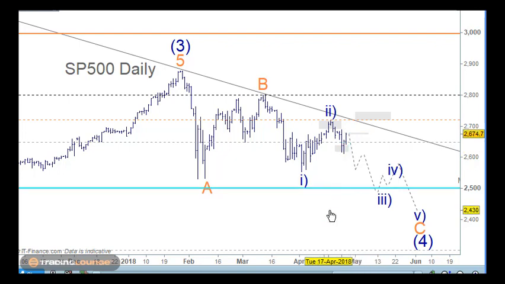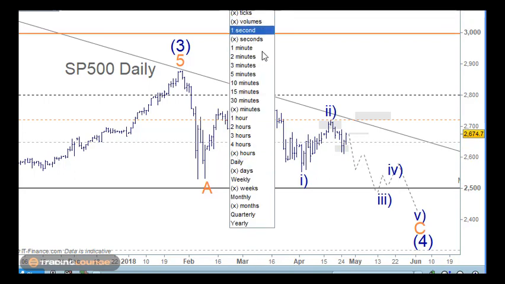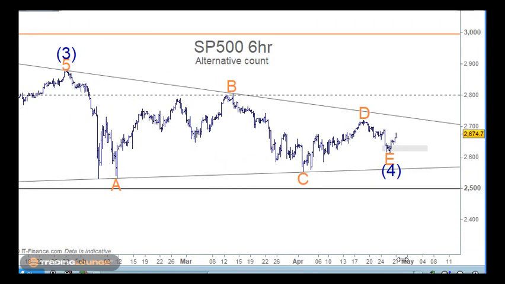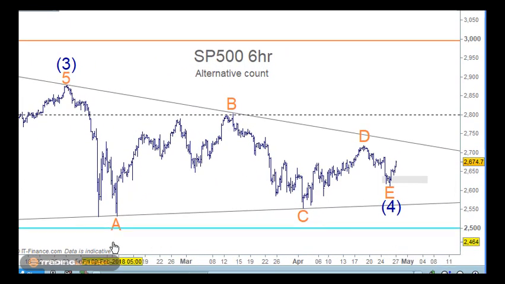If this market pushes any higher, then we're going to be looking at our alternative count here, which we've viewed before, which is a triangle pattern. So I'll just go over that. From wave 3 here, a triangle pattern in terms of an A wave, a B wave, a C wave, a D wave here, and an E wave here.